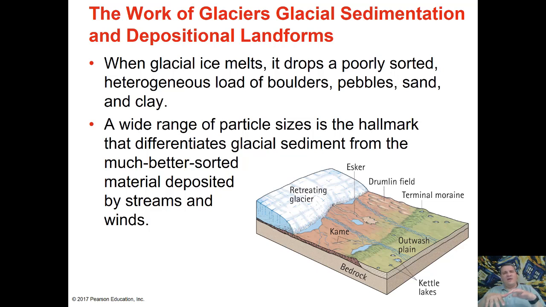Okay, so well-sorted sediment is actually a hallmark of rivers, whereas very poorly sorted sediment, where all of the stuff is jumbled together all at once, that's actually a hallmark of a glacier.